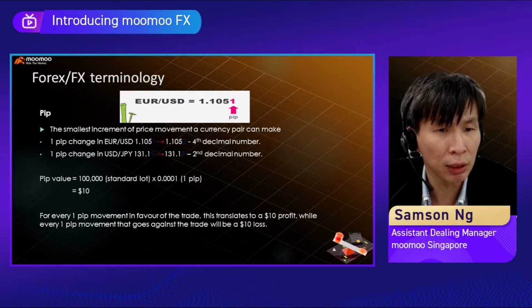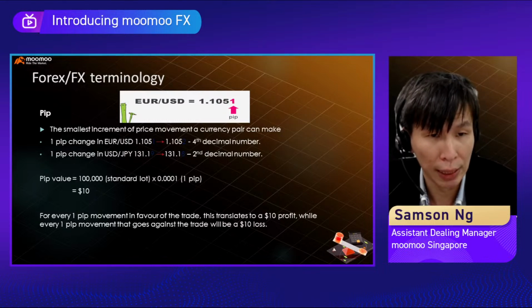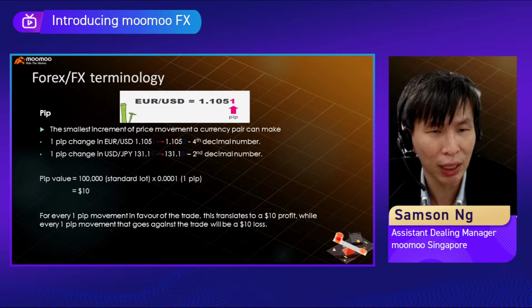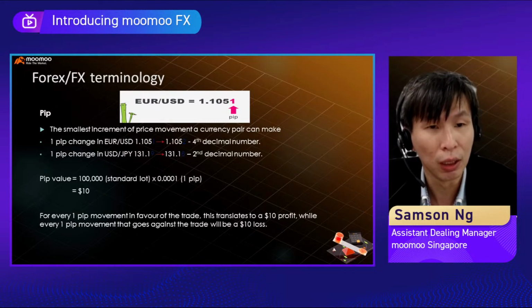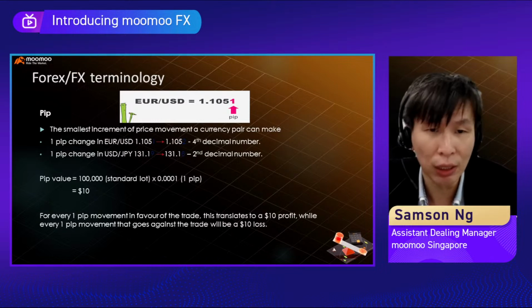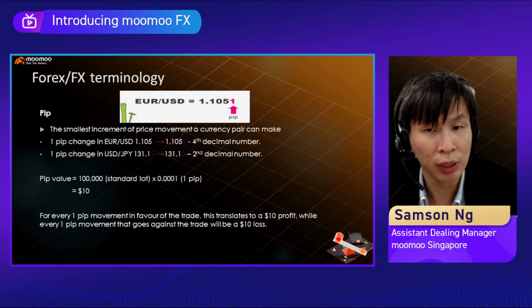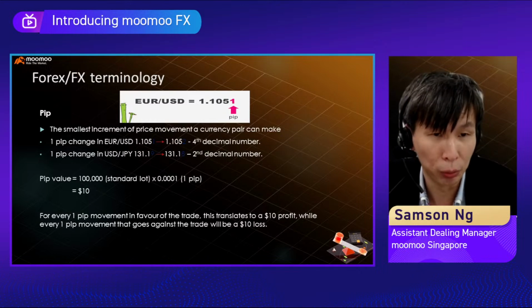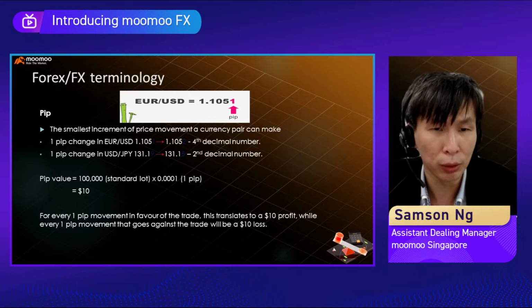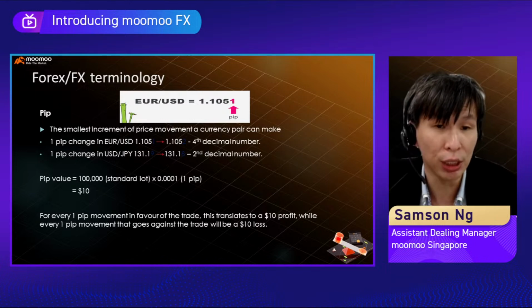Secondly, let's look at this dollar yen. It actually decreased by 1 from 131.19 to 131.18. For yen, we actually look at the second decimal number. For the numeric 9, it decreased by 1 pip to 8. So this will actually indicate a 1 pip change.